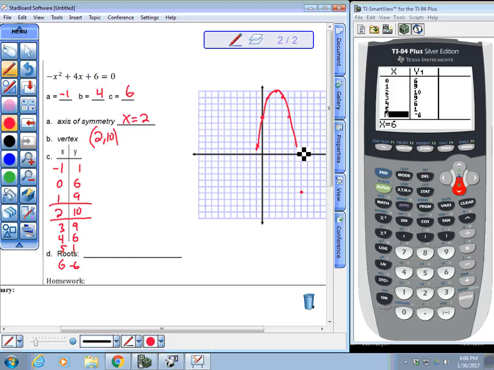So if I continued, and then I'm also going to scroll up and get to negative 2, and that's going to be negative 2, negative 6, so to the left, down 6. Extend the line even further. And it looks like my roots are going to be between negative 1 and negative 2, so negative 2 and negative 1, and between, looks like 5 and 6.